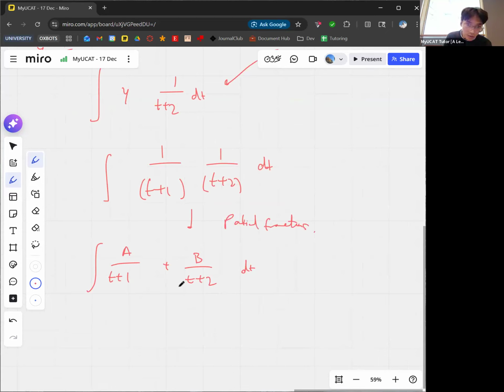And from here, it's pretty simple because you see that t plus 1 differentiates to nothing, right? And t plus 2 differentiates to nothing. So this is just the natural log of t plus 1 plus the natural log of t plus 2. And then you'd consider your limits. And you probably have these constants that you can determine yourself.